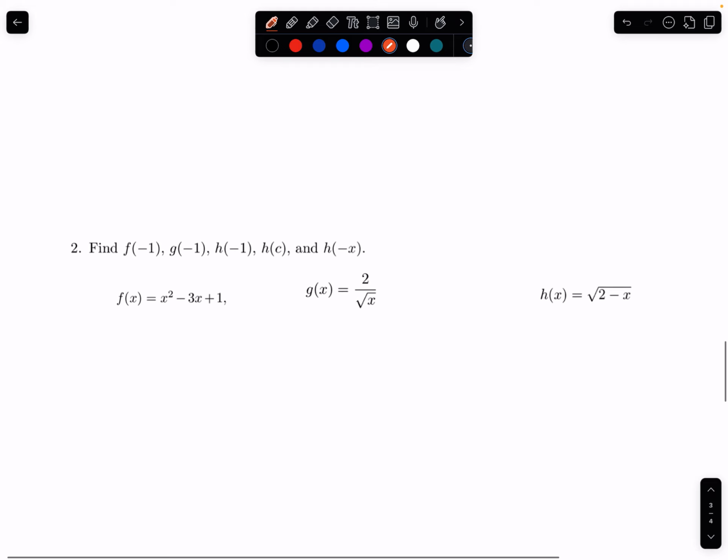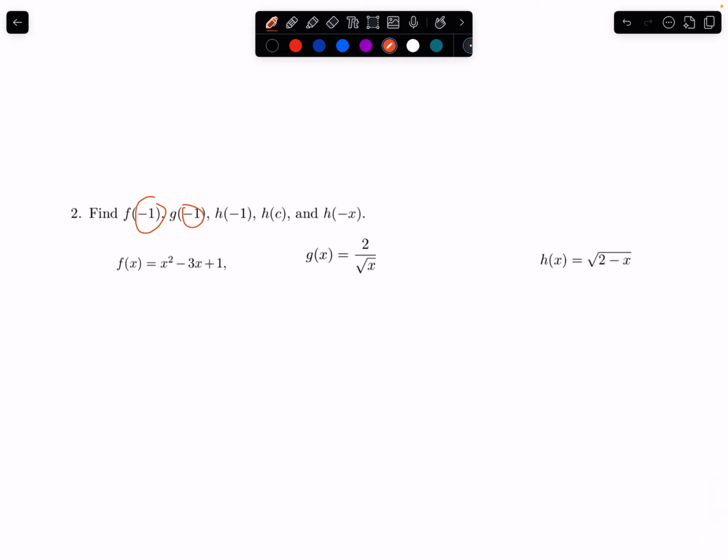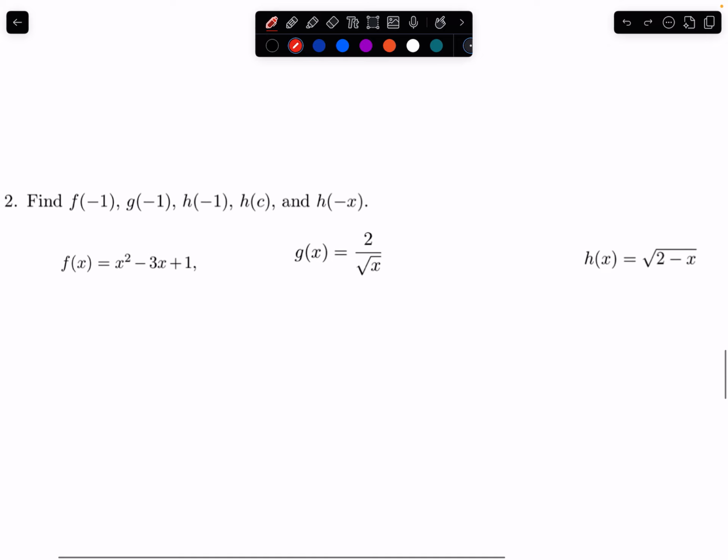The same f, g, and h functions, but now I'm just checking different values. Negative 1 for each, then I'm doing h of c and h of negative x. So very similar to the last question, just different values. You'll notice they use c this time. Last time they used an a. So it's very similar, although this time it's for the h function. Okay, let's do the same thing again.